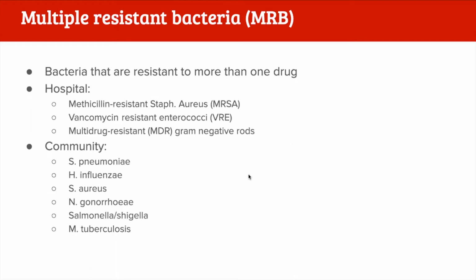Some examples of multiple resistant bacteria, or MRB, so bacteria that's resistant to more than one drug. In the hospital, what's common is MRSA, which is methicillin-resistant Staph aureus, vancomycin-resistant Enterococci, VRE, and multi-drug resistant, MDR, gram-negative rods. In the community, you have S. pneumoniae, H. influenzae, S. aureus, N. gonorrhoeae, Salmonella, Shigella, and M. tuberculosis.